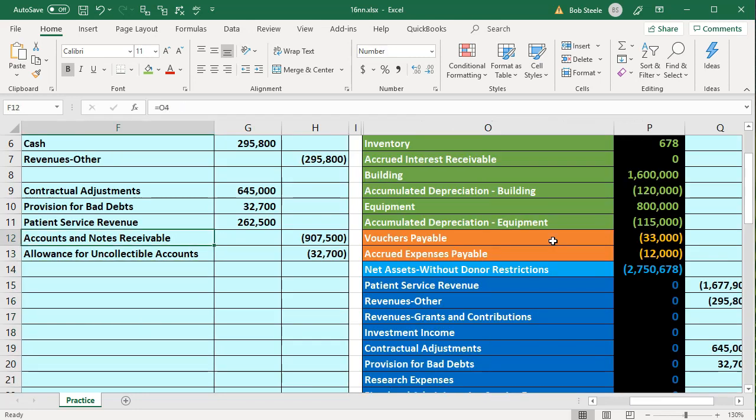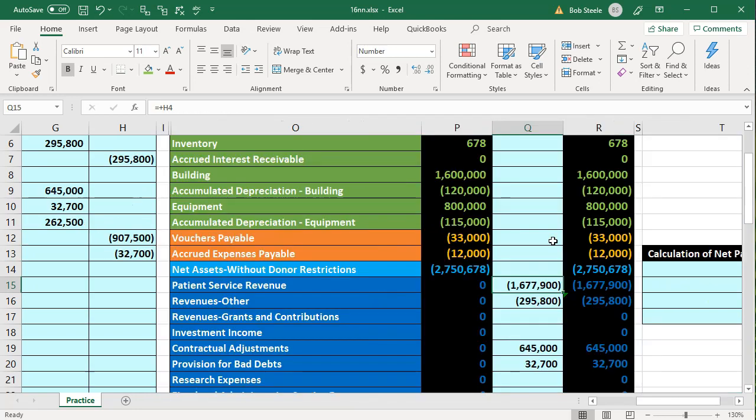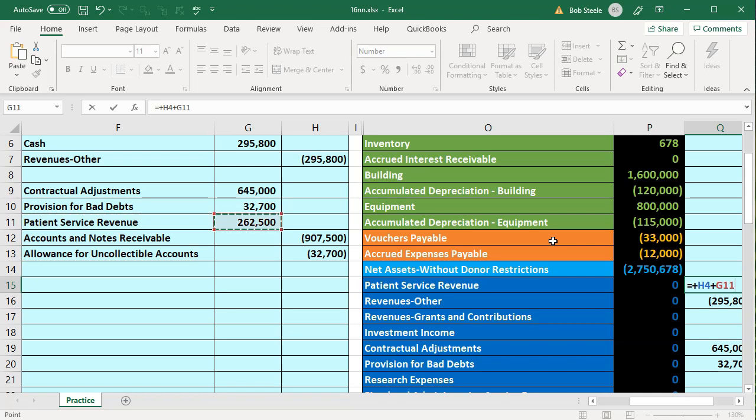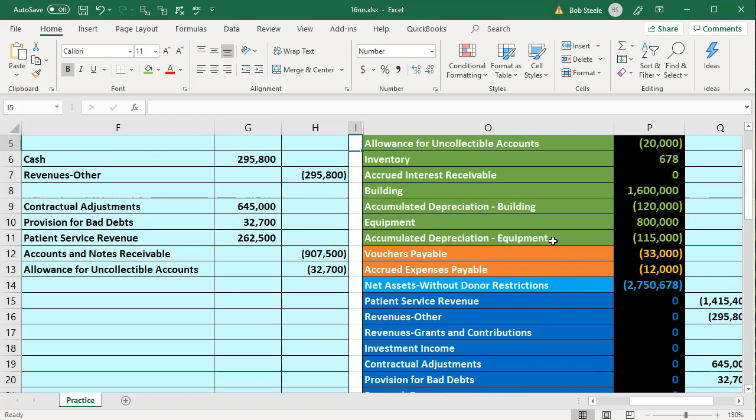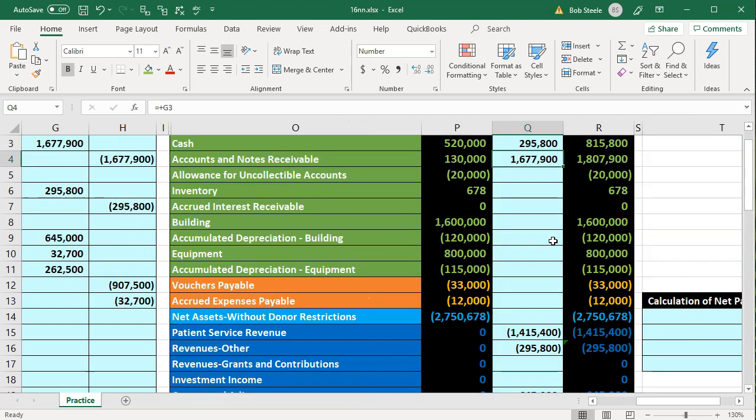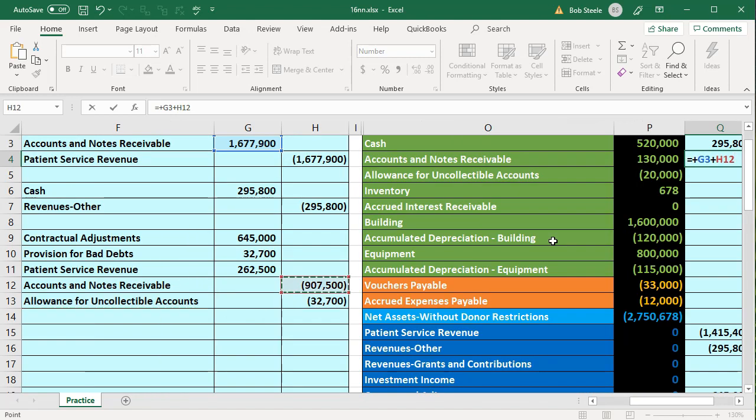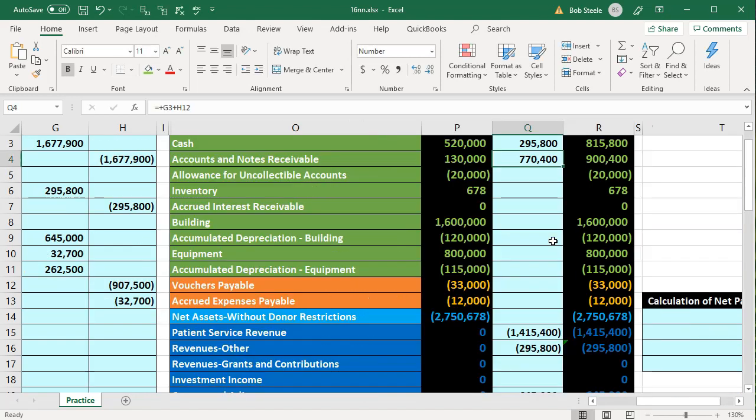Then we got the patient service revenue. Patient service revenue, that's going to be in cell Q15. Something's in it. So we're going to say F2 plus F2. Scroll over to the patient service revenue and enter. And then we've got the accounts receivable, accounts and notes receivable. So we'll scroll back up top to the accounts and notes receivable. We are in cell Q4. Within Q4, we're going to say F2 plus F2. Scroll back down, picking up the 9075 and enter.